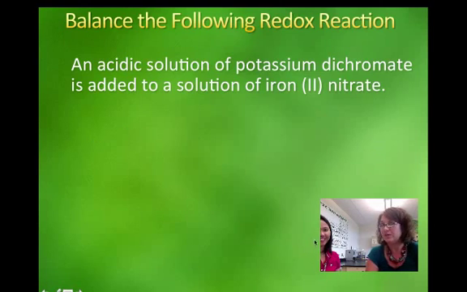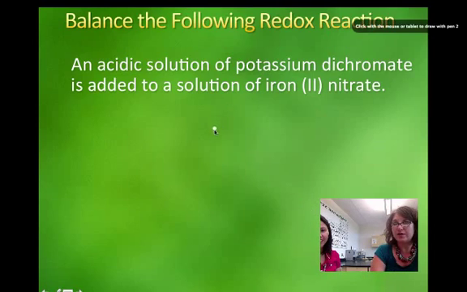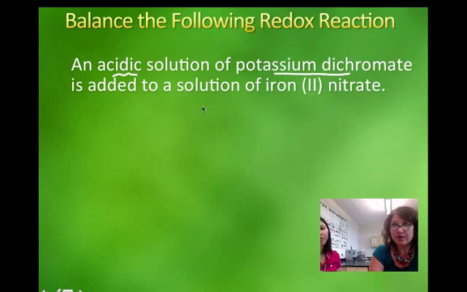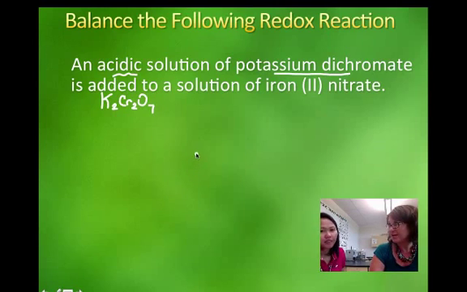Oh, this could be tricky. This is going to require our knowledge of solubility rules. We have an acidic solution, so there's our key. We get to use adding hydrogen ions. And we have potassium dichromate, so that's K2Cr2O7. You know it, Miss Gray, huh? Of course I did. I memorized that ion card. I make my students do it too.